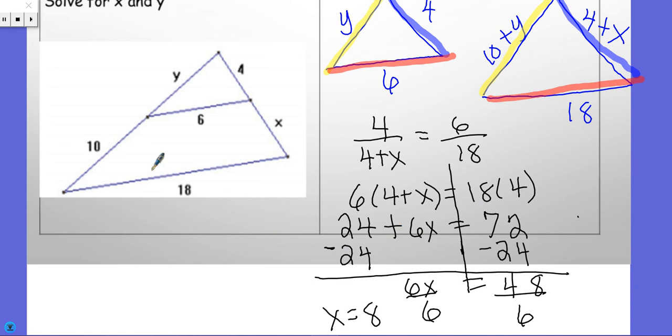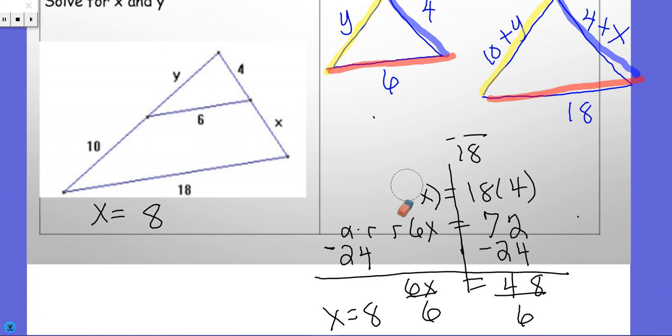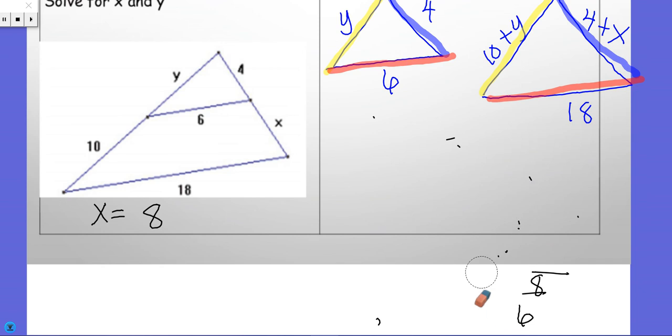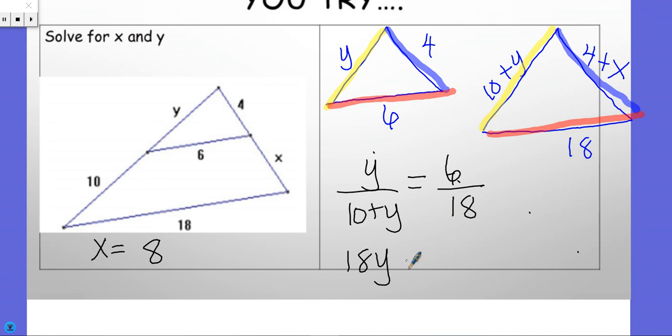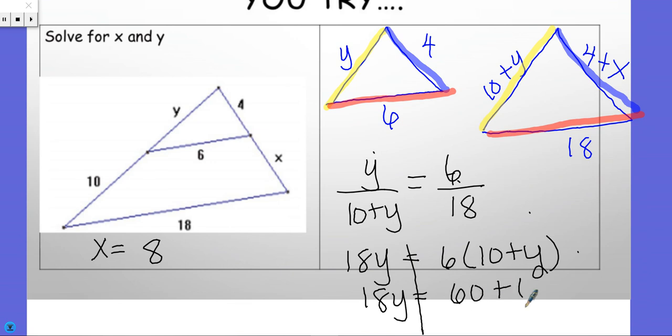Now, I'm going to write this right here because I want to delete that. This equals 8. Now I'm going to go set up my proportion for y. Okay, so if I go run it for y, then I'm going to say y over 10 plus y equals, and I'm going to just use 6 and 18 again. That's just easier to work with. So I get 18y equals 6 times 10 plus y. All right, so I get 18y equals, and we're going to draw a line down the middle. 6 times 10 is 60 plus 6y.